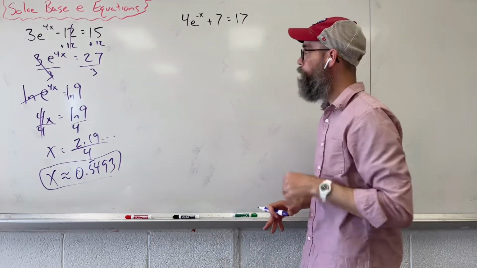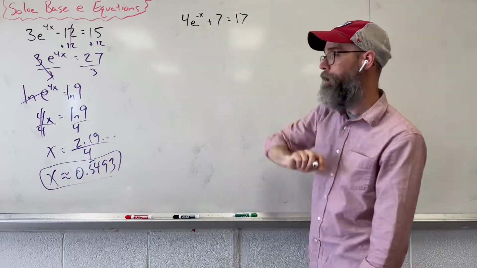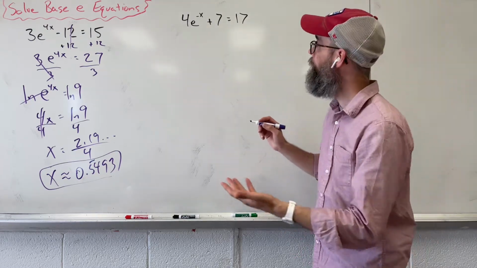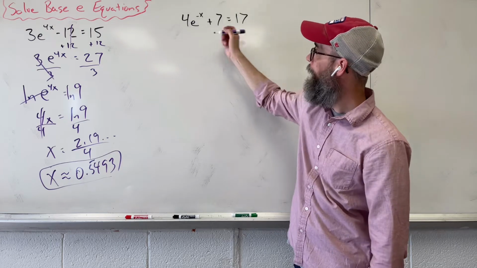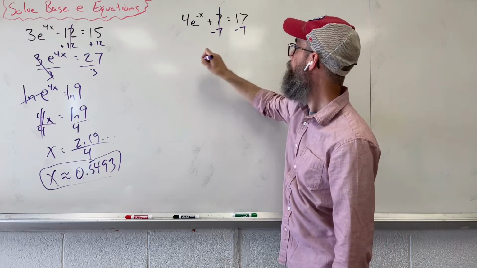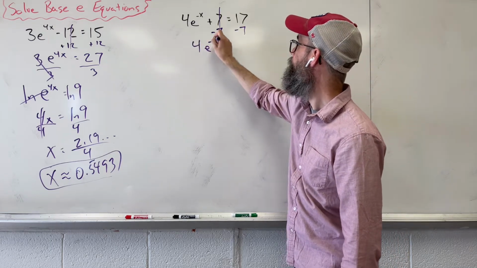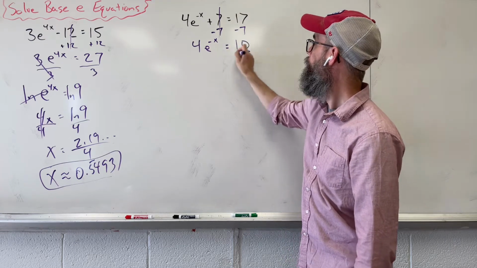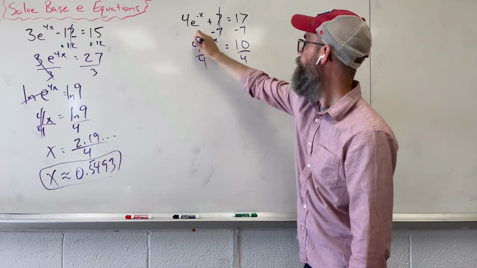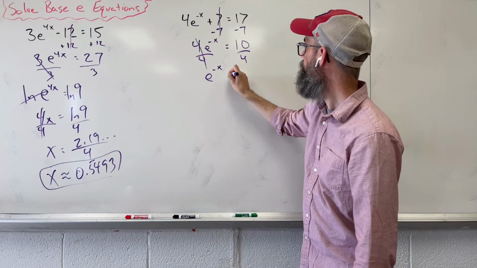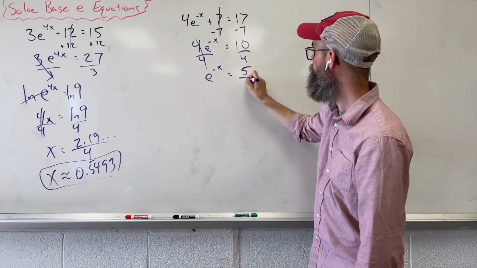Okay, let's try it one more time. Again, our variable is up top in the exponent. Let's leave it there. We'll try and bring it down. Start by adding and subtracting. Minus 7, bring everything down. Divide by that 4. e to the negative x equals, and we're going to simplify the fraction as 5 over 2.